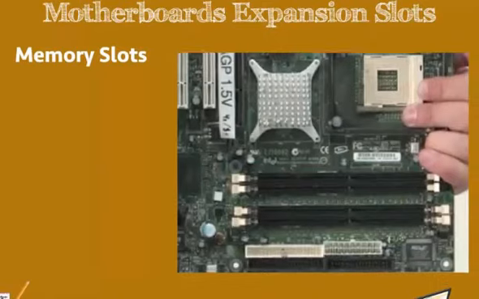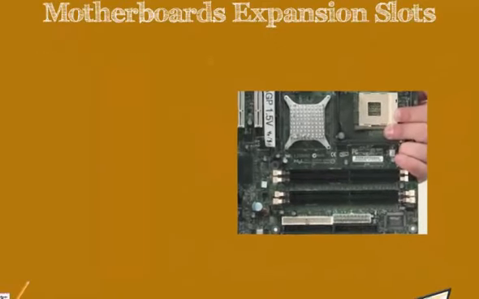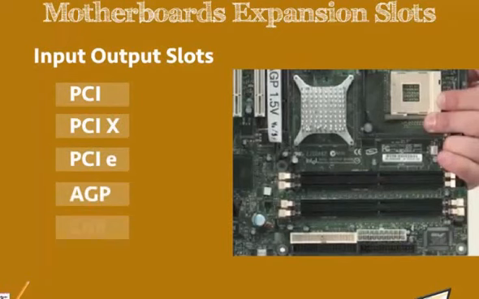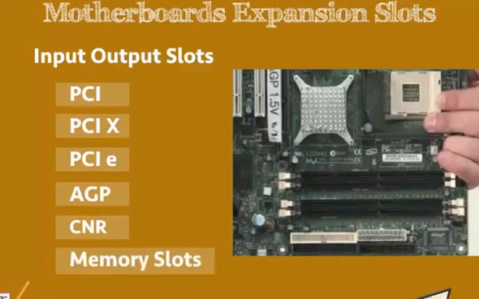So we've gone over the slots on our motherboard. We have all of our input-output slots: PCI, PCIX, PCIe, AGP and CNR. And then we have our memory slots, which are not input-output slots, but they are additional slots on the computer, or rather our motherboard, that we plug memory cards into.